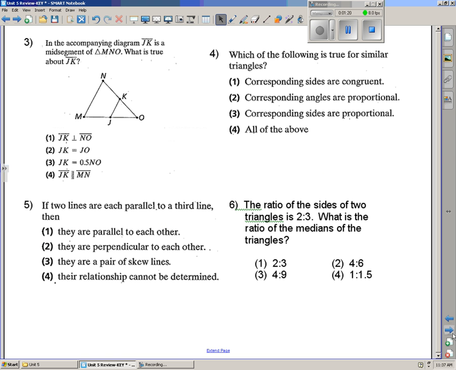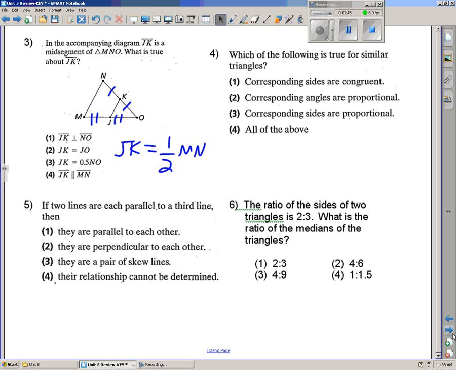Number 3, in the accompanying diagram, JK is the mid-segment of MNO. What is true about JK? Well, a mid-segment means that it makes the two pieces of that segment congruent. And we've learned that mid-segments happen to be half of their bases. So we know that JK is going to be 1/2 of MN.